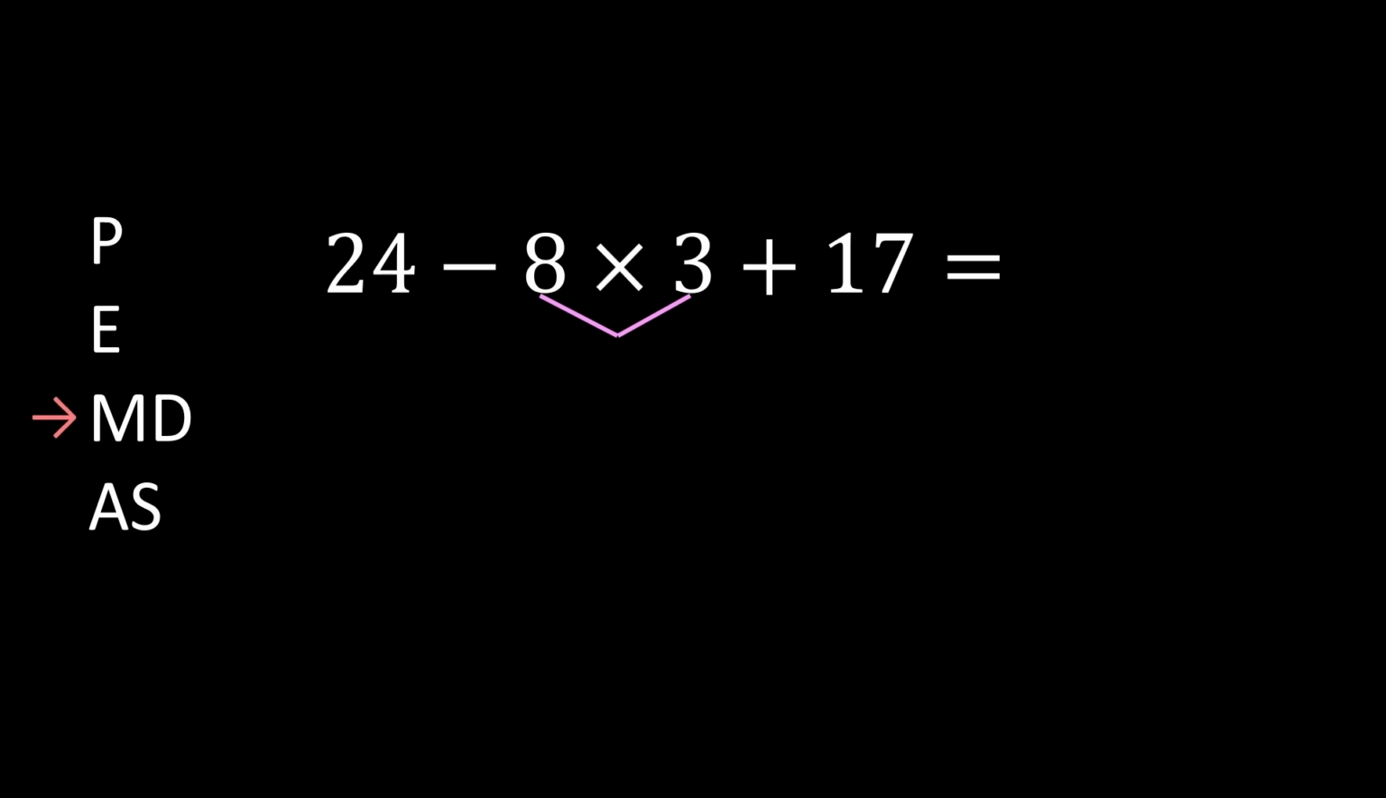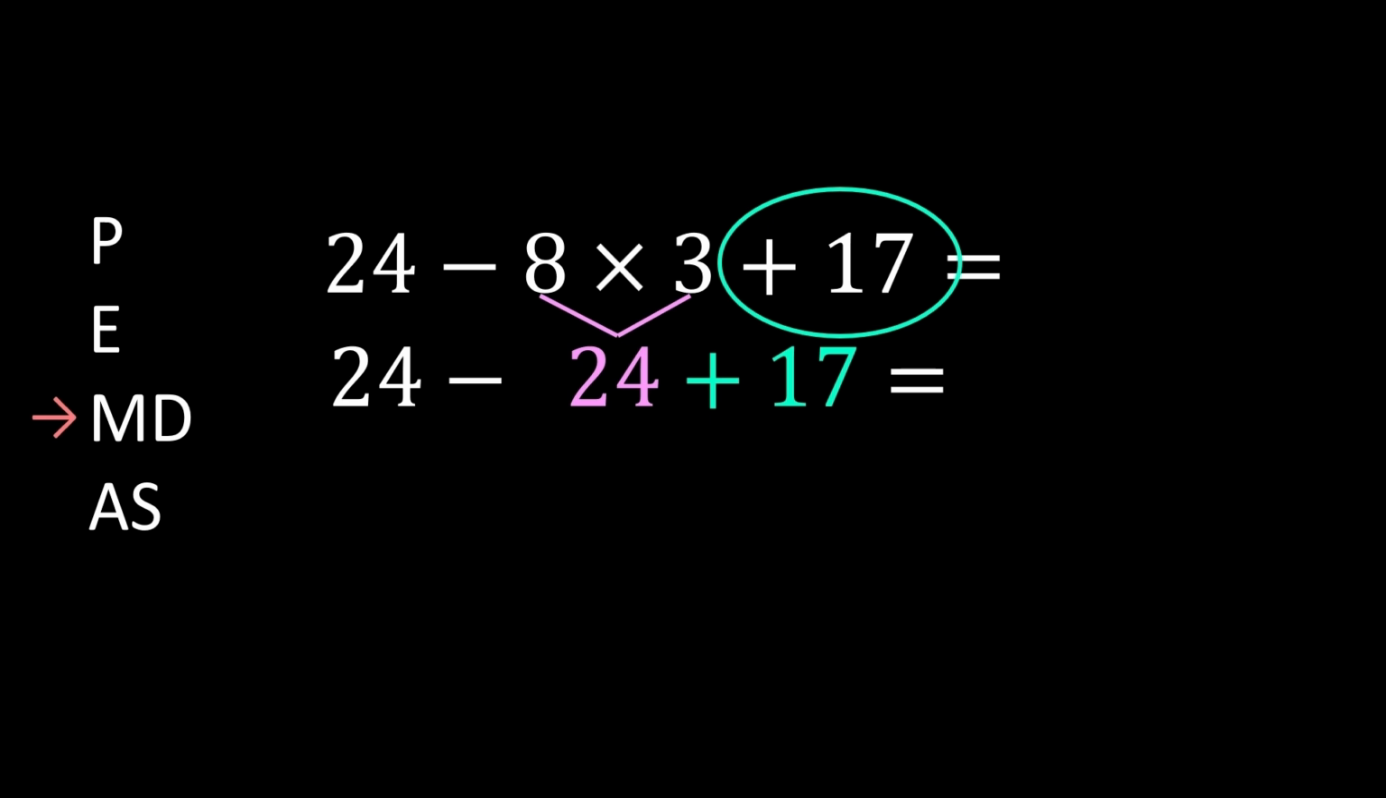8 times 3 is 24. Then it's very important that you make sure that all of the other pieces remain part of the problem exactly how they are and in the right places. So the beginning of the problem was 24 with a subtraction sign. So I'm going to bring that down, keeping it in the right place. Then at the end, we had plus 17. So I'll also bring that down, keeping it in the right place. So now I have 24 minus 24 plus 17.